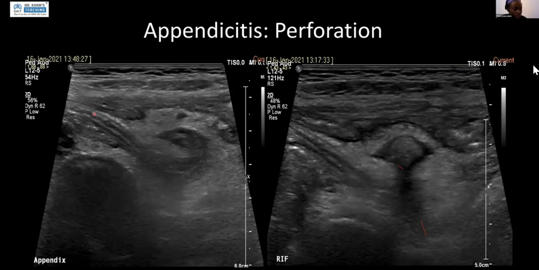And then just at the tip, we now see this hyperechoic structure with posterior acoustic shadowing, which is in keeping with a fecalith, and there is no appendiceal wall around this, suggesting that this is a perforation and the appendicolith is within the mesentery. And you can see that the fat around this area is very hyperechoic, in keeping with peritonitis.